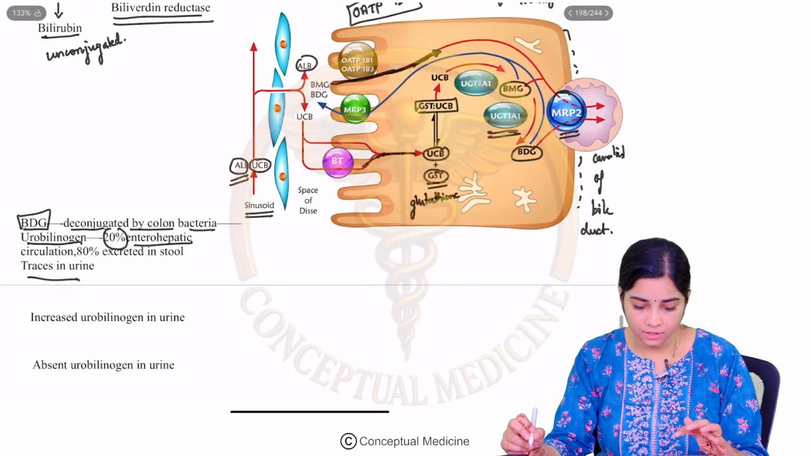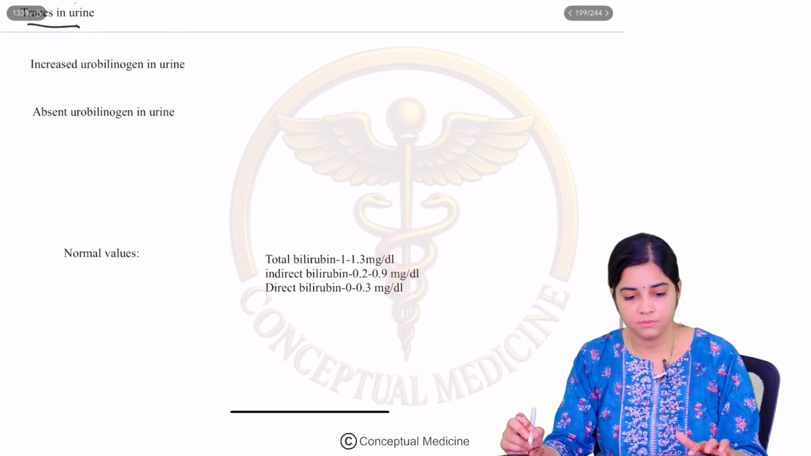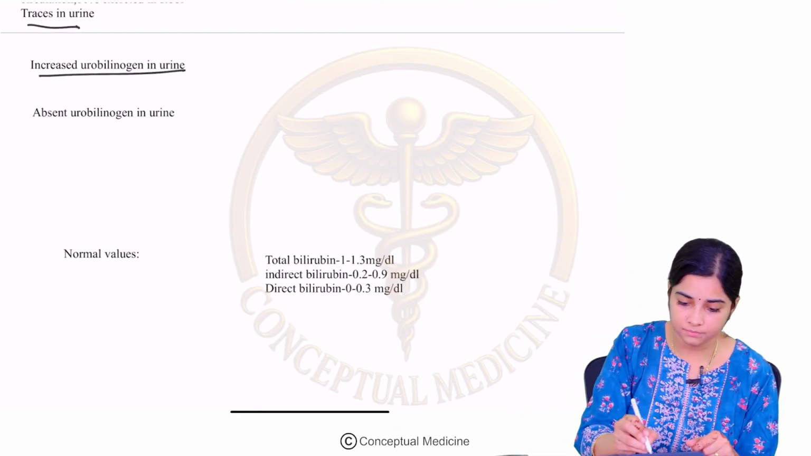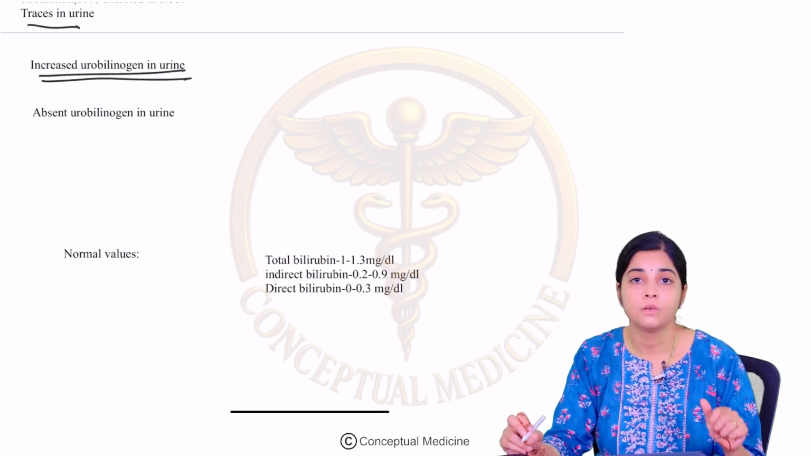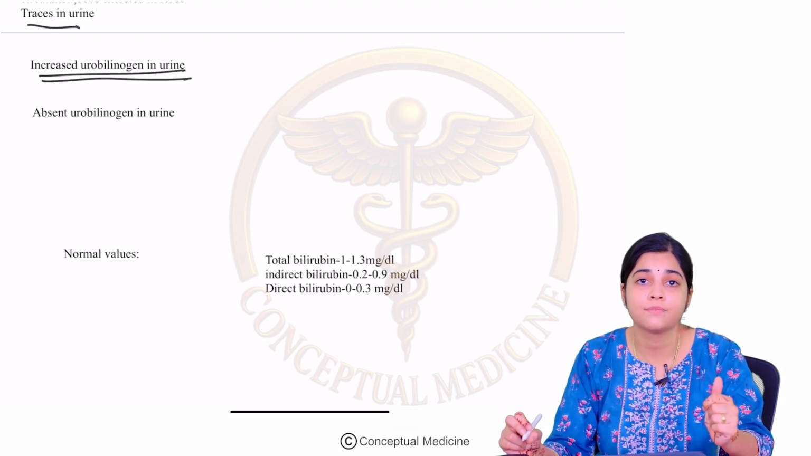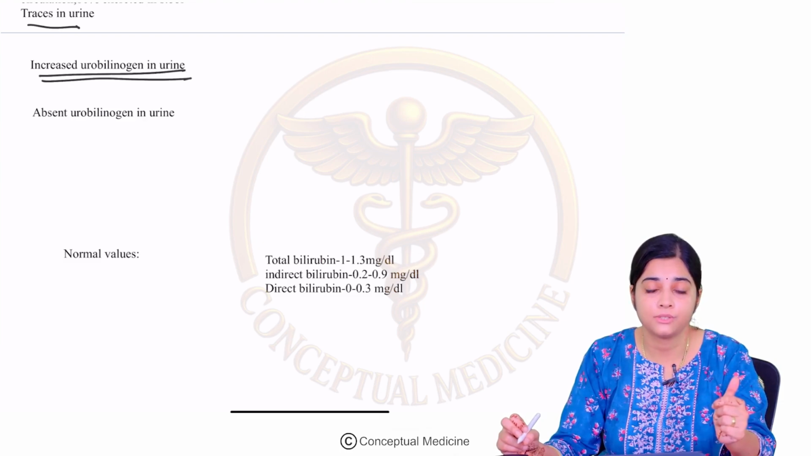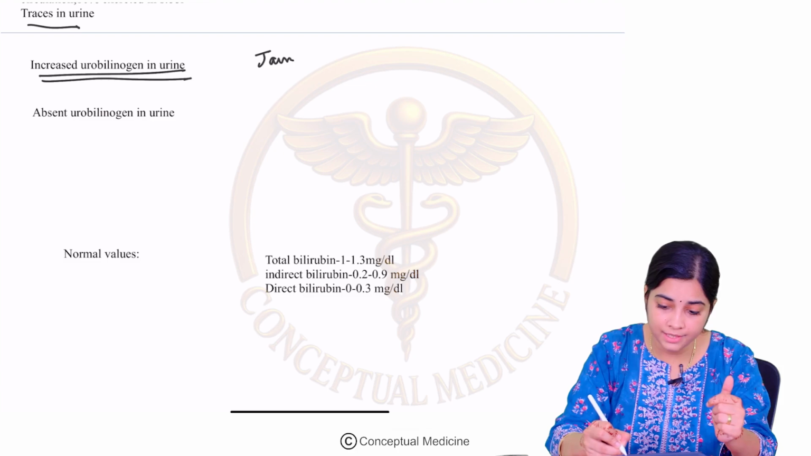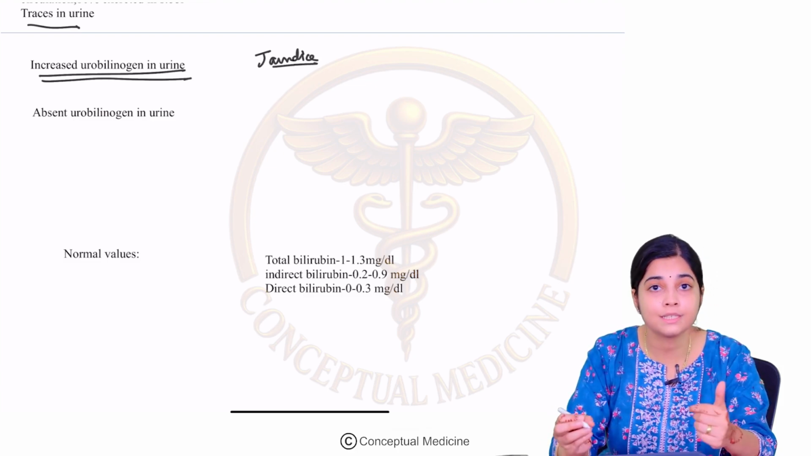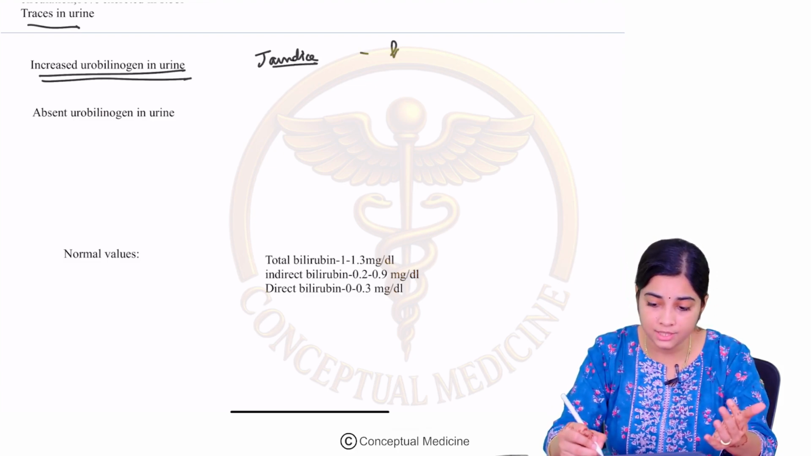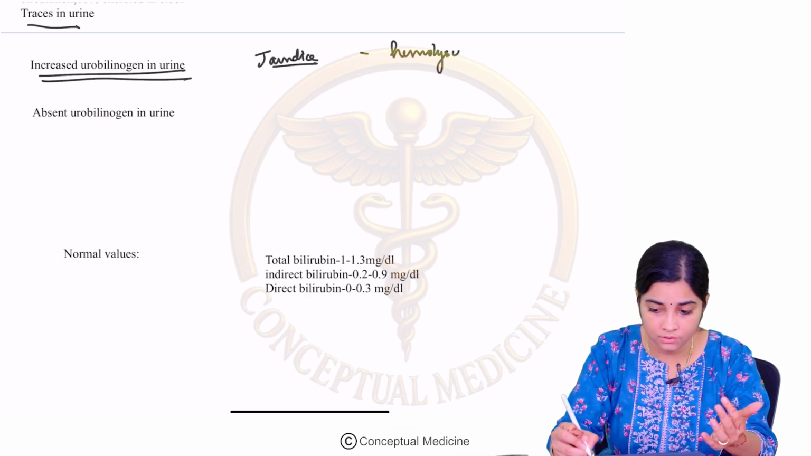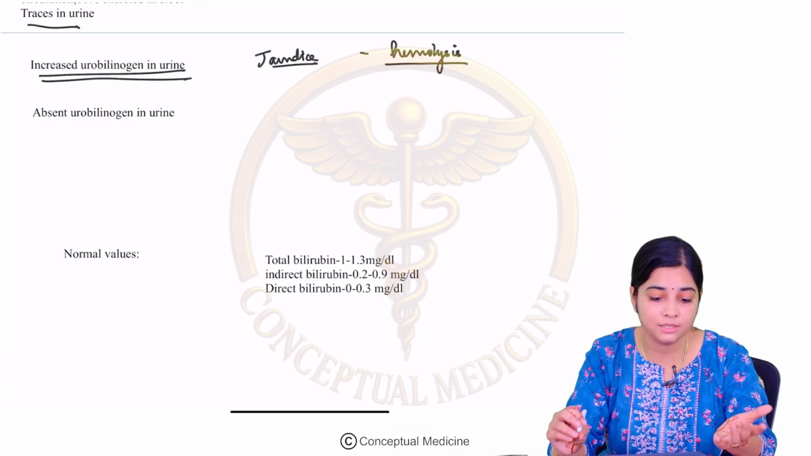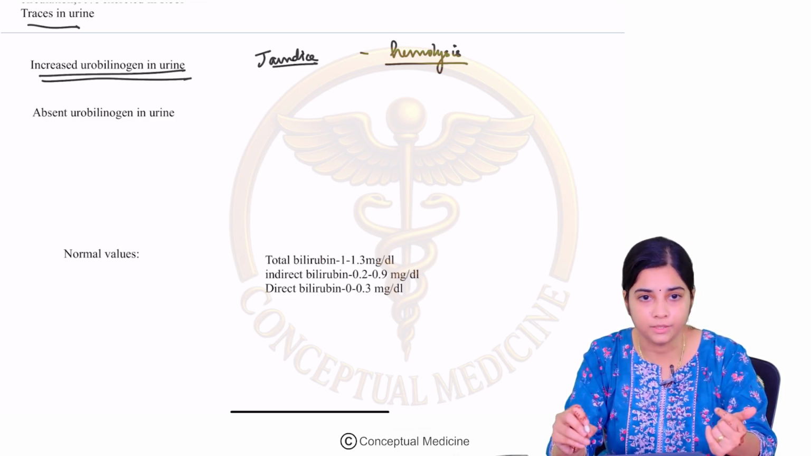Okay, fine. Now let us see certain conditions where there is increased urobilinogen in the urine. So when will there be increased urobilinogen? In conditions where there is jaundice or there is increased bilirubin production such as hemolysis. So whenever there is hemolysis, there is increased heme, increased bilirubin production, increased urobilinogen in the urine.